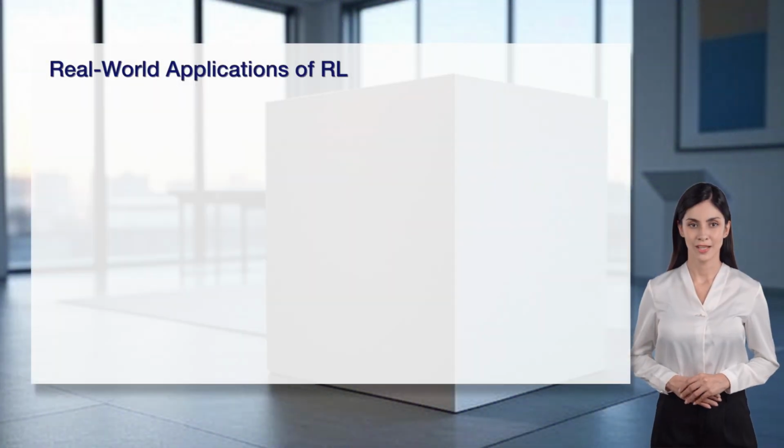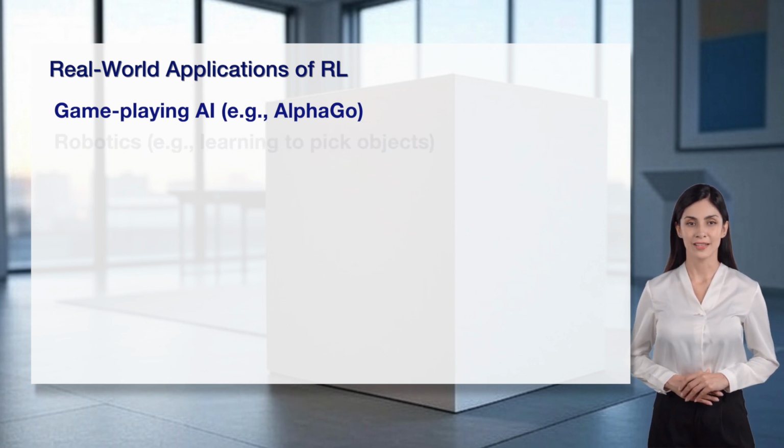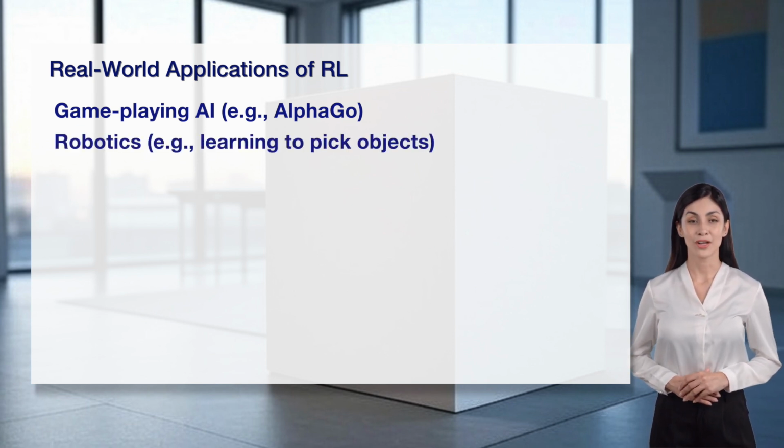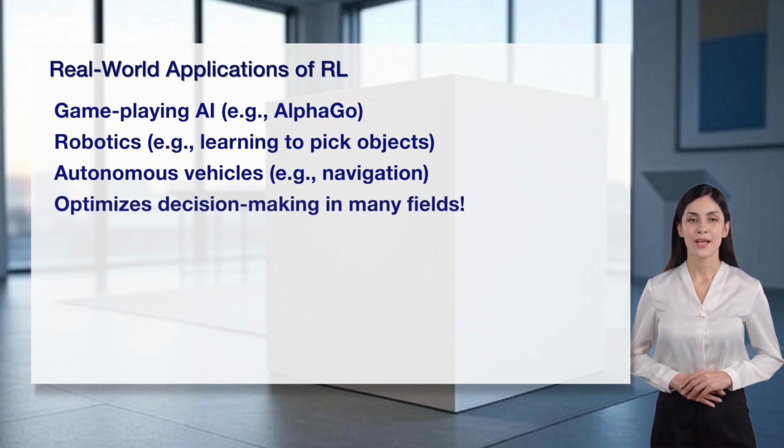Reinforcement learning powers many real-world applications across various fields. Game-playing AI, like AlphaGo, uses RL to master games like Go, beating world champions. In robotics, RL helps robots learn tasks like picking objects through trial and error. Autonomous vehicles use RL to navigate traffic, optimizing their driving decisions. RL is a versatile tool that optimizes decision-making in industries from gaming to transportation.